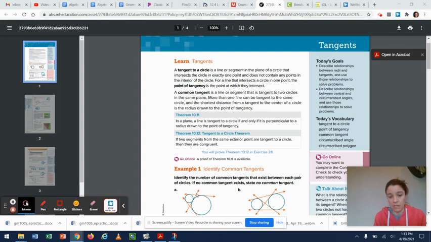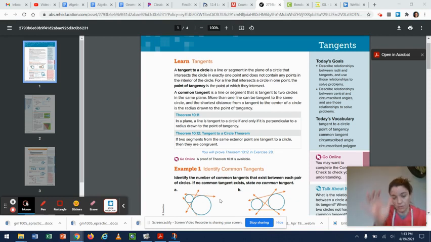Same with here. This line is a tangent because it intersects at that one point. So it's only touching at one point. That point where it touches is called the point of tangency. A common tangent is a line that is shared between two circles. So down here is where you will identify where you have common tangents.